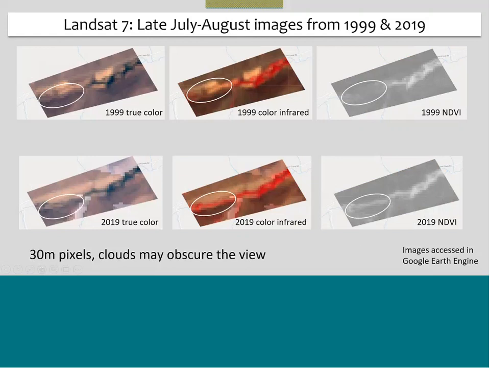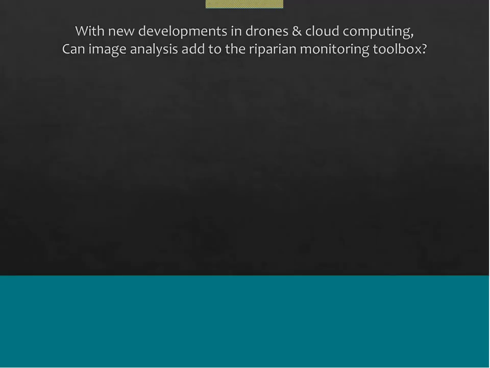Another thing to point out with satellite imagery is if there are clouds in the way when the satellite happens to fly over, it messes up your image. And so that's what some of these weird kind of whitish patches are in the 2019 true color image in the bottom left.